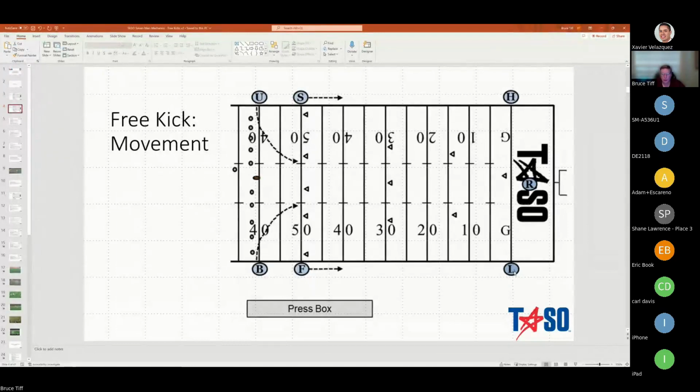H and L, you definitely want to stay on the goal line until you know it's safe to get off it. Same with the R. You want to stay where you are until you know it's safe to actually move forward or move back, depending on where the kick goes.